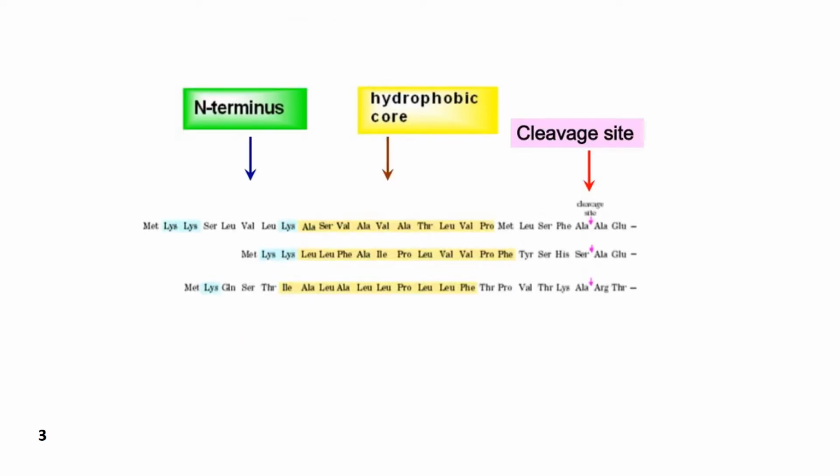This is the ER targeting sequence, and remember that we are going to have a string of at least 10 consecutive hydrophobic amino acids that's going to form an alpha helix, and that will be preceded by at least one positively charged lysine amino acid.